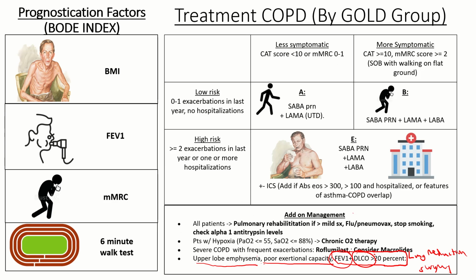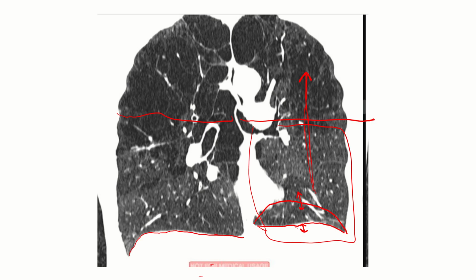But remember, you really need good selection of these patients. So upper lobe emphysema predominantly, poor exertional capacity, and then FEV1 and DLCO greater than 20%. If you do find a patient like that, lung reduction surgery can be very, very helpful.